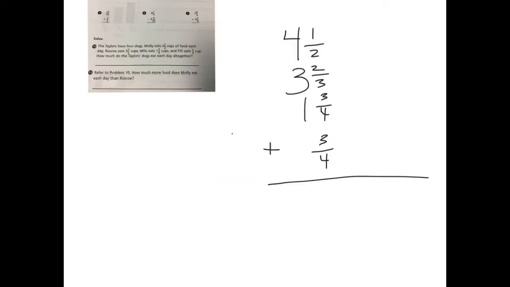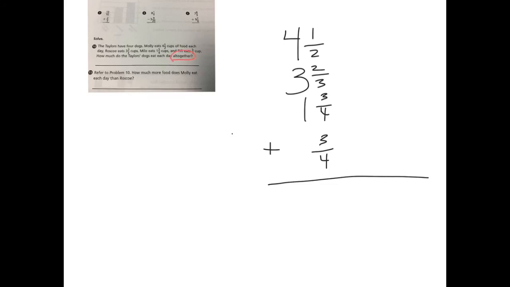All right, here we are. Last one we're going to work on together. Number 10 says the Taylors have 4 dogs. Molly eats 4.5 cups of food each day. Roscoe eats 3 2/3 cups. Milo eats 1 3/4 cups. And Fifi eats 3/4 of a cup. How much do the Taylors' dogs eat each day all together?